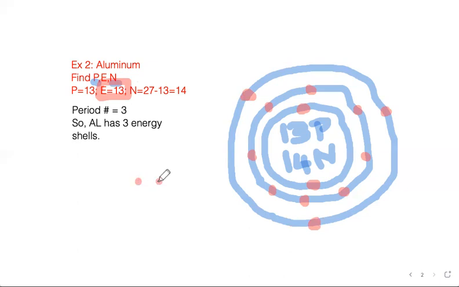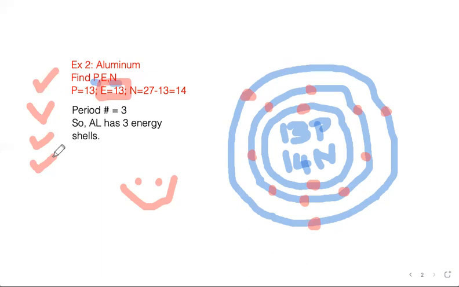We are done. So let me go over the steps one more time. First, you need to find out how many protons, electrons, and neutrons there are. Then make sure to put the protons and neutrons in the center. That means the nucleus. Check. Then look at the period number. Make sure to draw the correct number of rings. Then last, place the electrons in the rings, starting from the first ring. The first ring can hold 2 electrons, the second ring can hold 8 electrons, and the remaining electrons will go to the third ring.